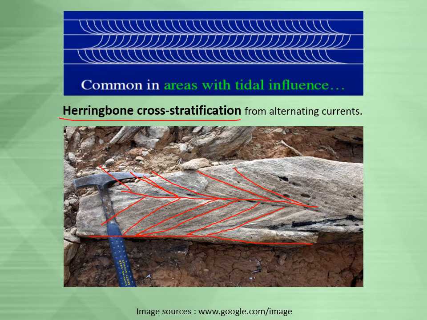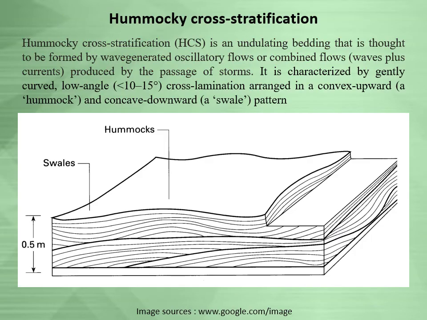Keep in mind, for calling herringbone cross stratification, we have to consider more than one bed of cross lamination. Here we consider two beds, but previously for tabular, trough, wedge cross stratification, we are considering only a single bed which depicts cross stratification. And the final one, that is known as Hummocky cross stratification.